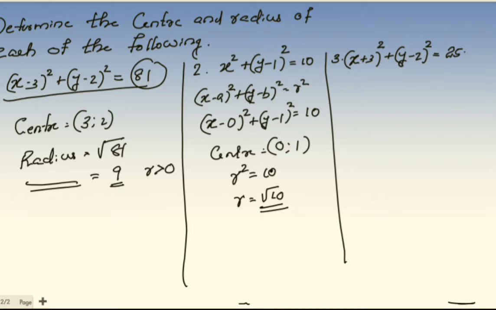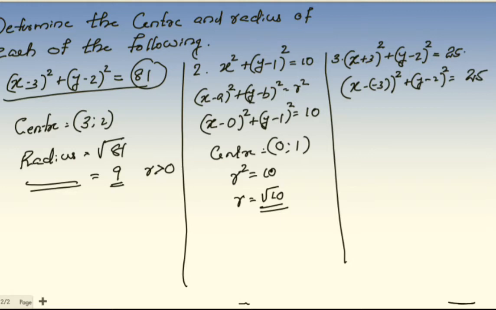Now moving to the third question. (x plus 3) all square plus (y minus 2) all square is equal to 25. In the standard form, there is a negative inside the bracket, so we can see x plus 3. We can rewrite this as x minus (minus 3). Did you see that? x minus minus 3, negative, negative, positive, you know that. All square plus (y minus 2) all square is equal to 25.